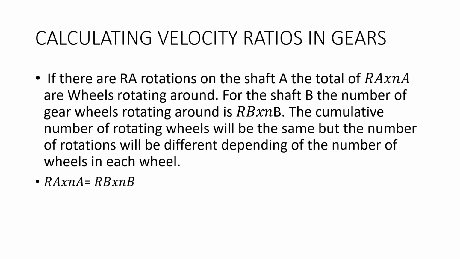If there are RA rotations on shaft A, the total number of teeth rotating around is RA times NA. For shaft B, the number of teeth rotating around is RB times NB. The cumulative number of teeth passing will be the same, but the number of rotations will be different depending on the number of teeth on each wheel. So RA times NA is equal to RB times NB.